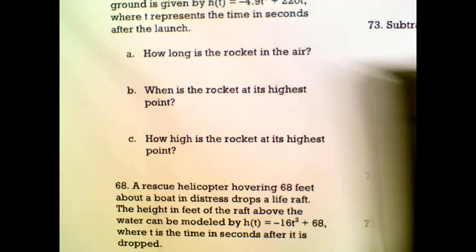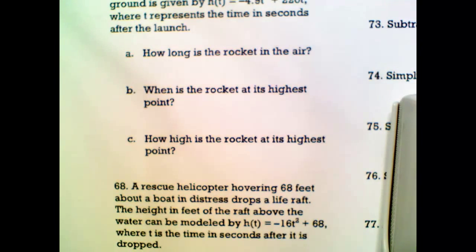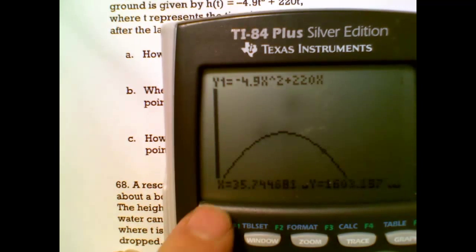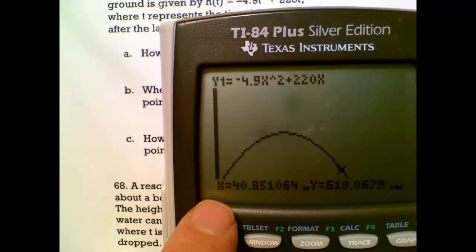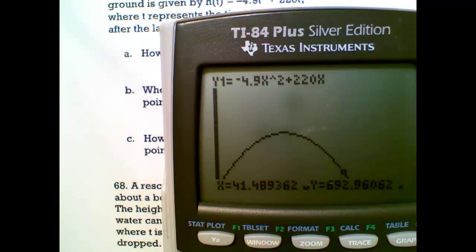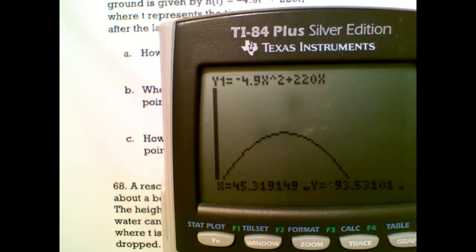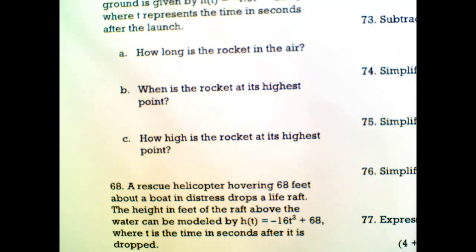The first question is, how long is the rocket in the air? Well, to answer that question, we just need to use our little trace function. Here we got a tracer. And we just got to see how far to the right this is in the air. When does y become 0 over here? And that will tell us how long it's been in the air. So if we keep on going, we're trying to get y to be 0. Here it's somewhere between there and there. So it looks like between 44 and 45 seconds. I would say 45 seconds in the air.